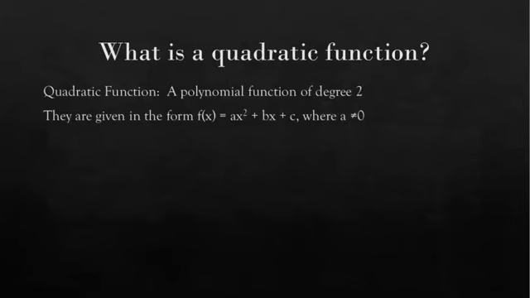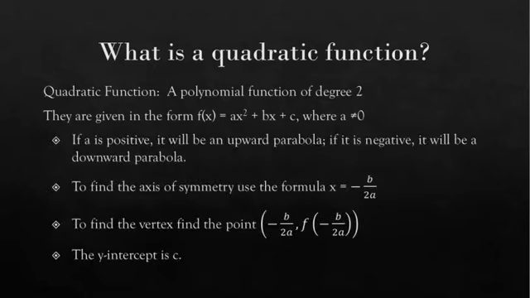And there were a few things that we could figure out just from this format. We looked at the a value, we looked at the max min point, and we looked at the c value. So let's see what all of those mean. If the a value is positive, it will be an upward parabola. If the a value is negative, it will be a downward parabola. So just from looking at this format, you can tell if it's upward or downward. You also know if there's going to be a maximum point or a minimum point.